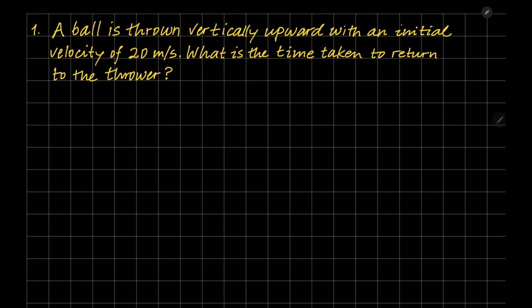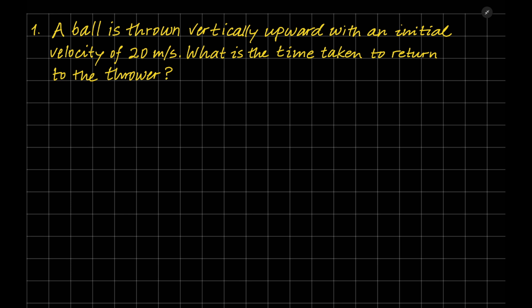Hello everyone, in this video we are going to solve some questions of projectile motion. Let's start with the first question. A ball is thrown vertically upward with an initial velocity of 20 meters per second. What is the time taken to return to the thrower?